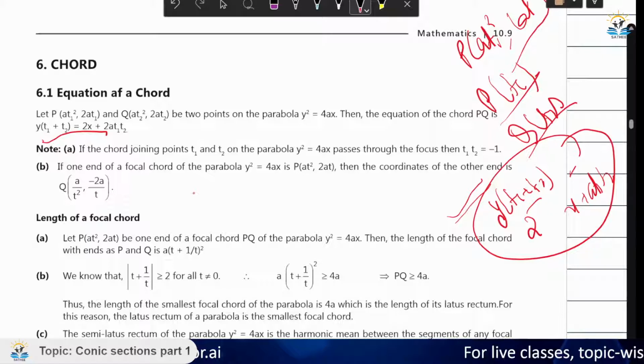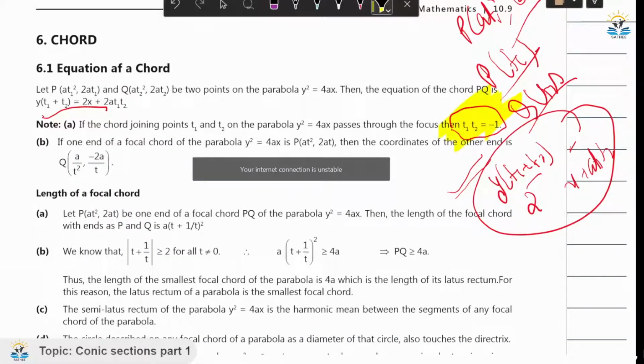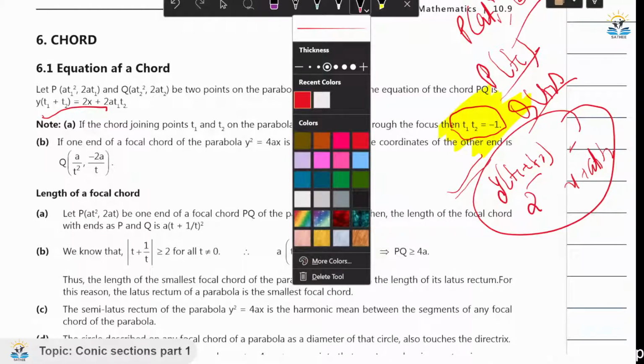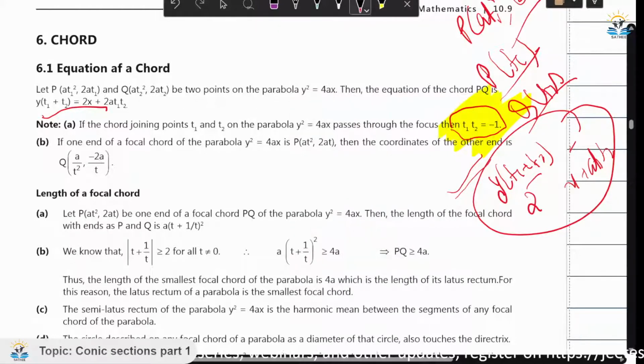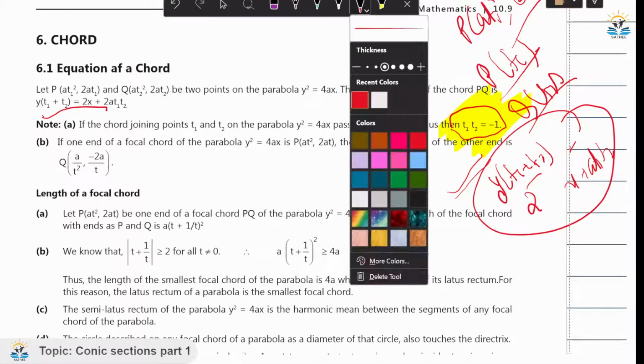If the chord of the parabola passes through the focus, then t1 t2 is equal to -1. This is a very important condition that you should remember. It is very often used in questions. They would say that it is passing through the focus, so find the points. So we have to apply this condition that t1 t2 is equal to -1.